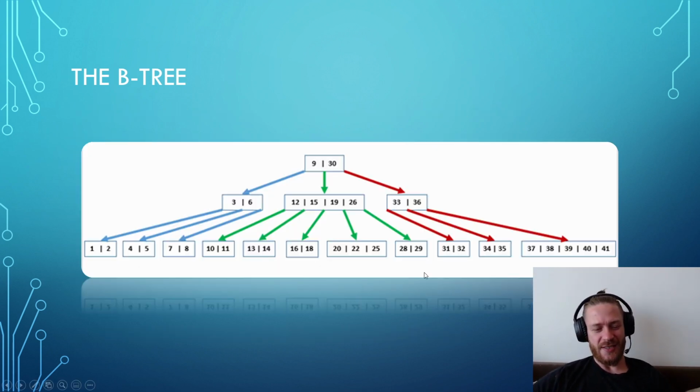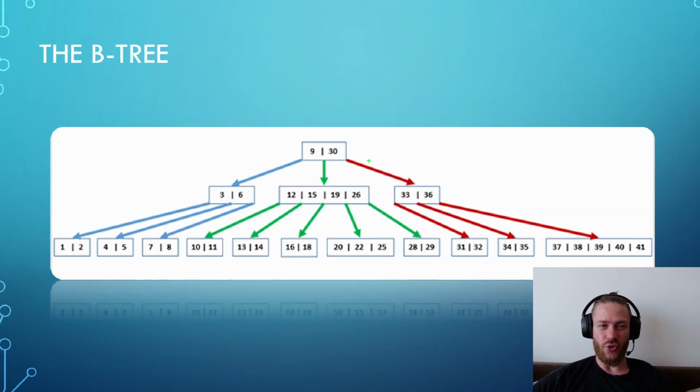So here's an example of a balanced search tree, or the so-called B tree. In the first node, we have these values, 9 and 30. The important part here is that all values which are below or equal to 9 are in this node. All values which are between 9 and 30 are in this node, and all values which are greater than 30 are in the final node.